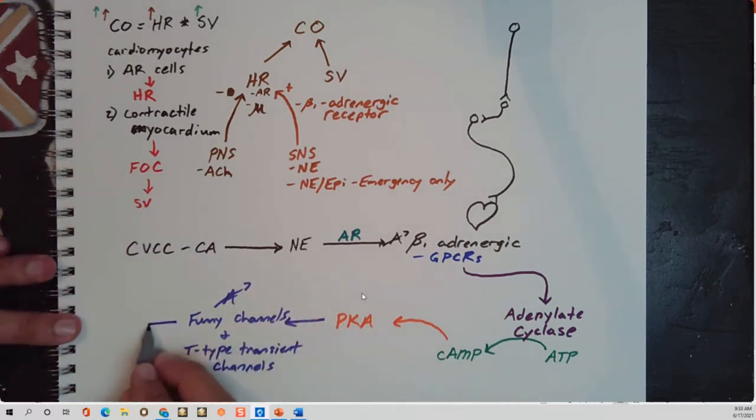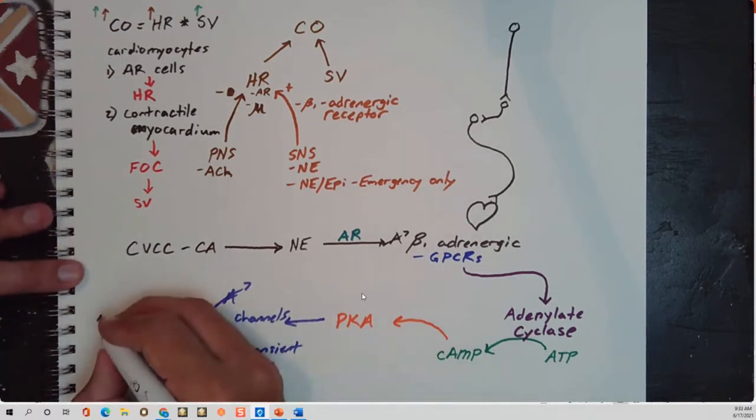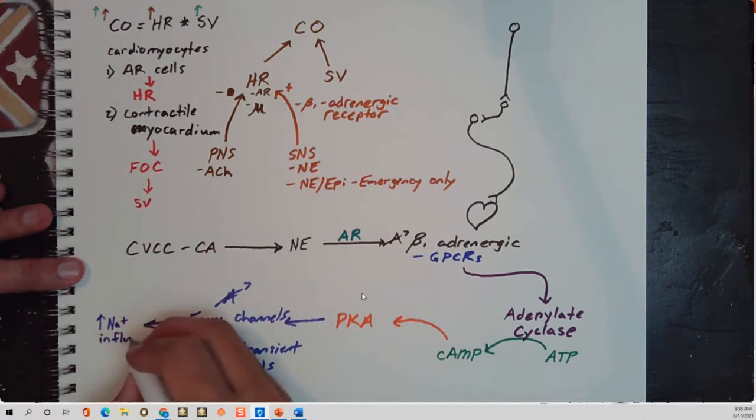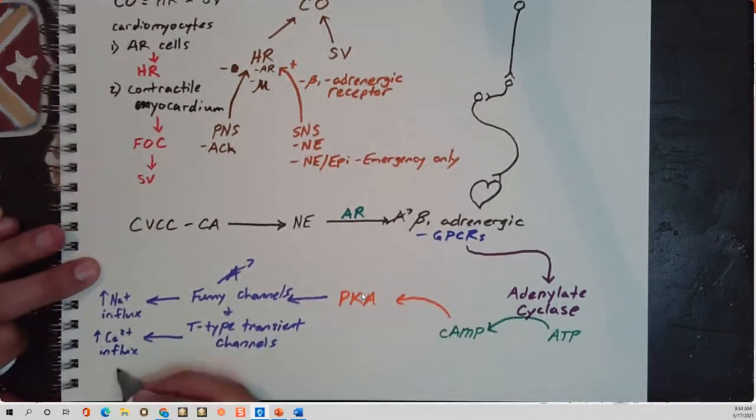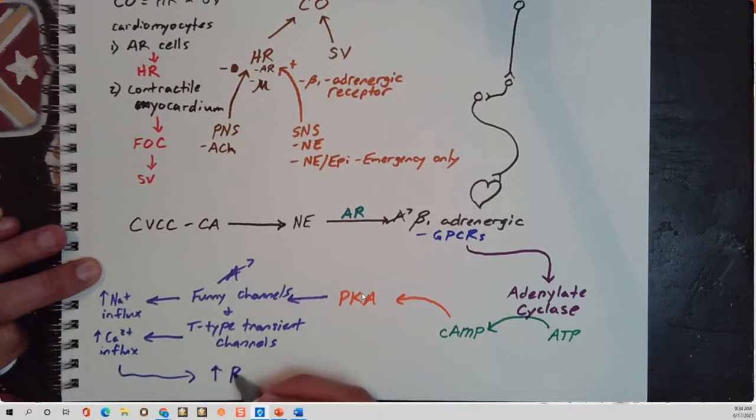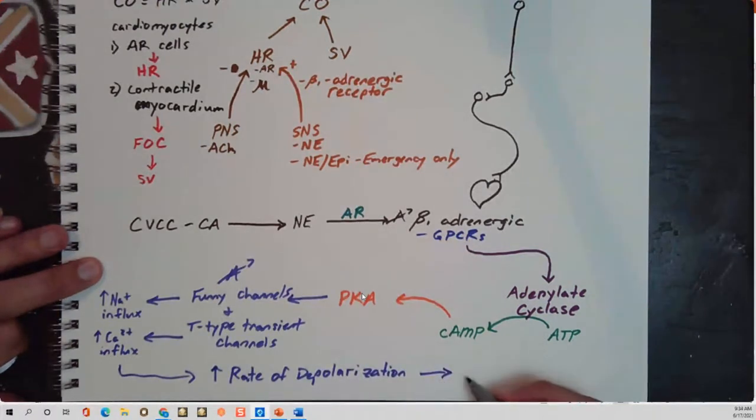So what's going to happen to sodium influx? Increase, decrease, no change. And what's going to happen to calcium influx? Increase, decrease, no change. And the combination of those two things is going to increase the rate of depolarization. We hit threshold faster, which of course all leads back to heart rate, and that's going to increase that heart rate.